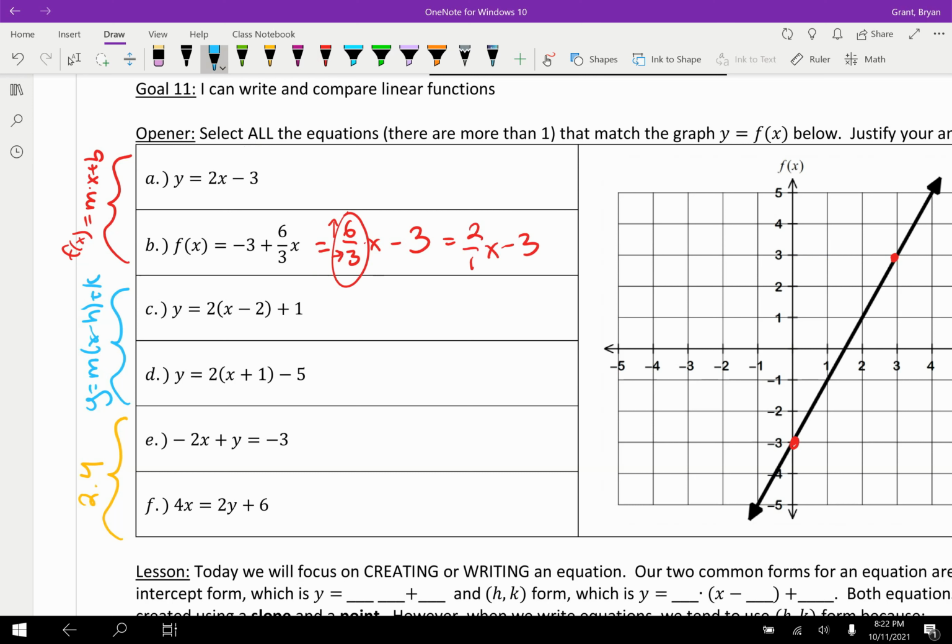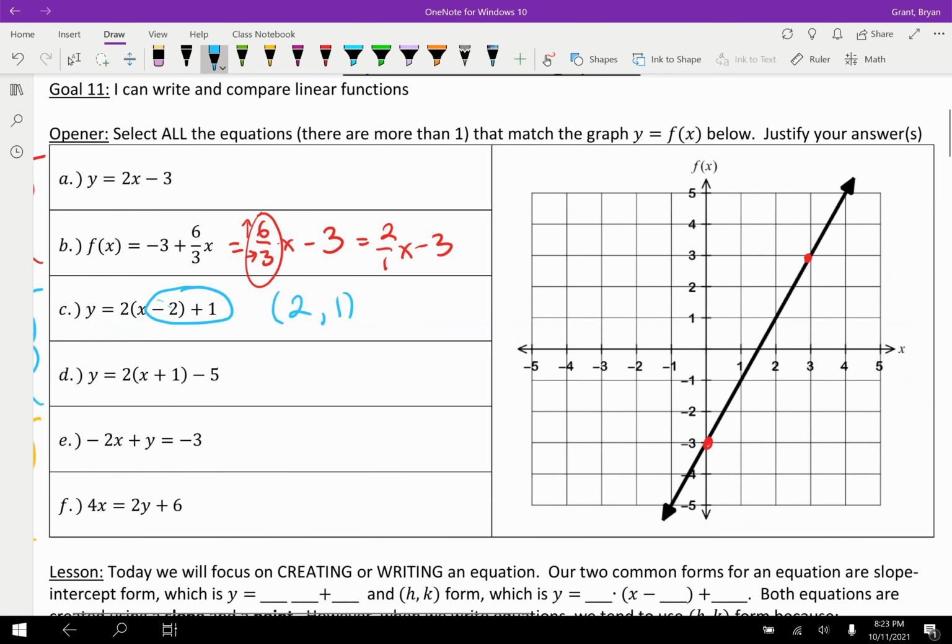Part C and D were in HK form. And the key to understanding HK form is realizing that there is a point given to you each time. Here is my first point. Here is my second point. So on part C, if I look at this point, it looks like it should be the point -2, +1. But the weirdness with HK form is that that negative, or whatever value is inside, always becomes the opposite. So this should be the point 2, 1.